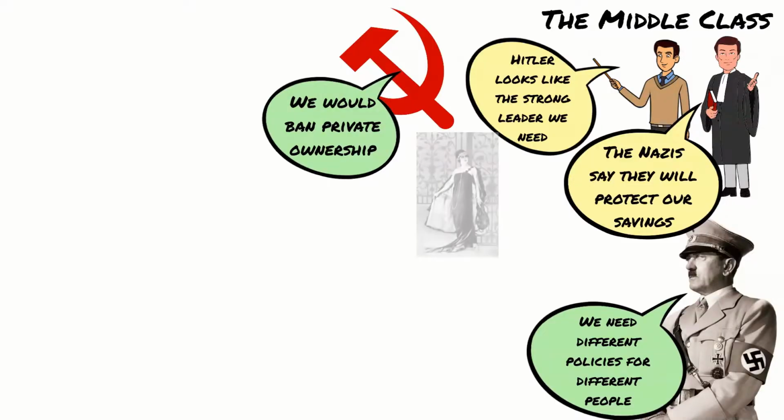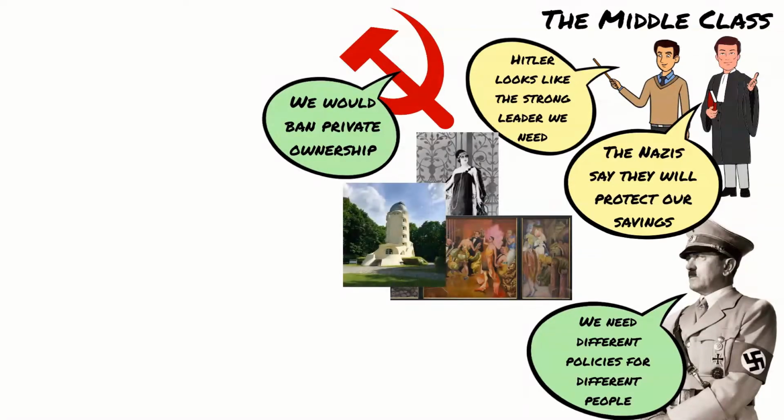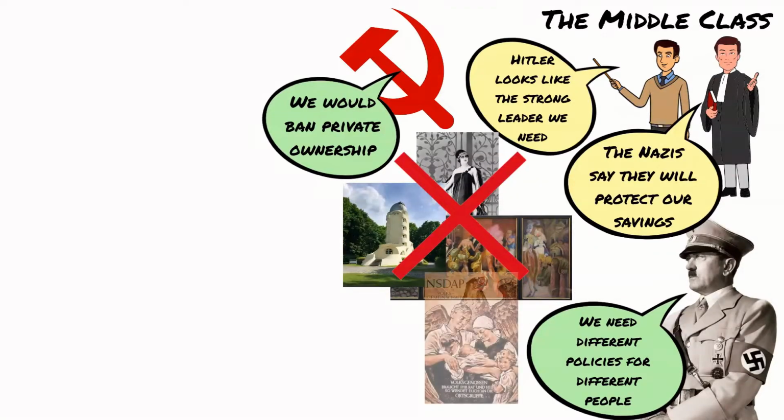Finally, many middle class people did not like the changes of the 1920s. They saw the increased freedom of women as a threat to society, and they disliked the modernism of art, cinema and architecture. The Nazis promised a return to the traditional values of Germany.